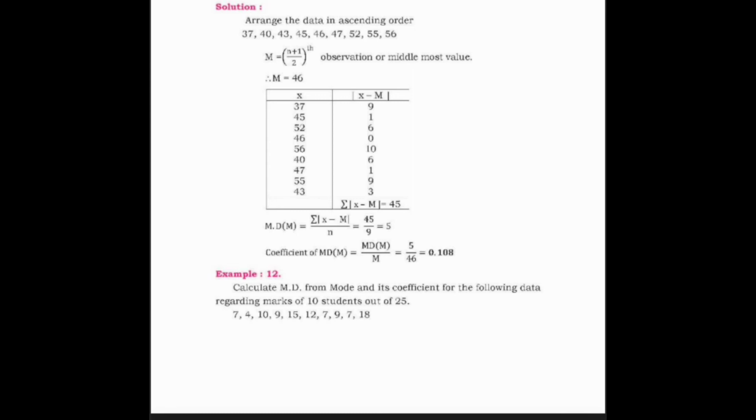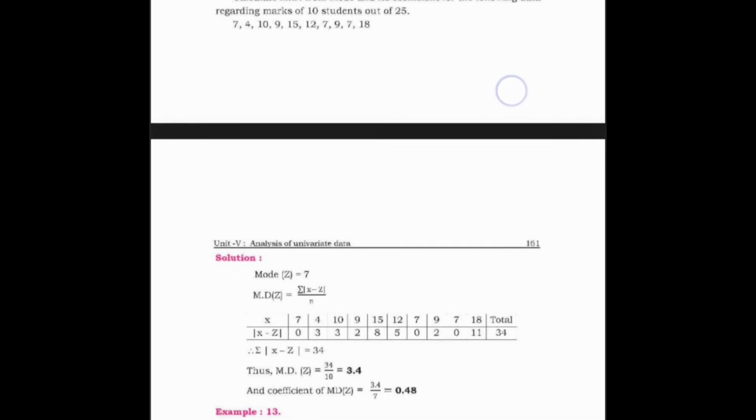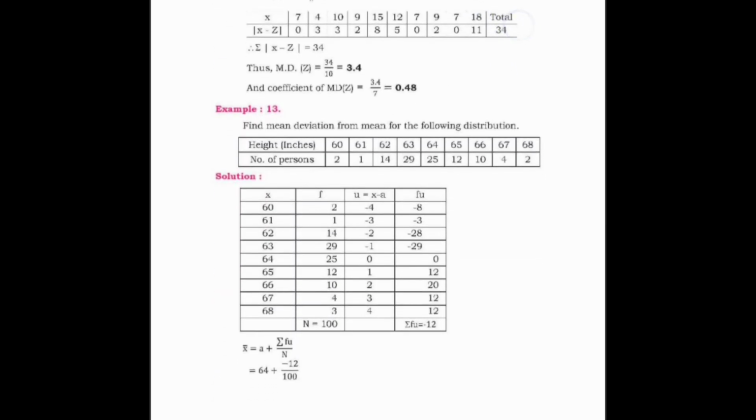Then mod of x minus z only. Then summation of mod x minus z is equal to 34. Then mean deviation from mode is equal to 34 divided by the number of values, that is 10, that is 3.4. Then the coefficient of mean deviation from mode is 3.4 divided by 7, that is equal to 0.48.